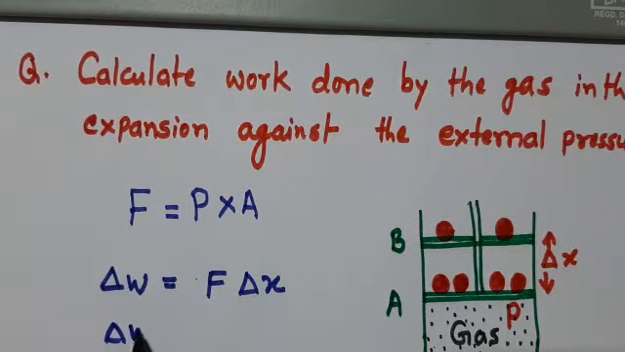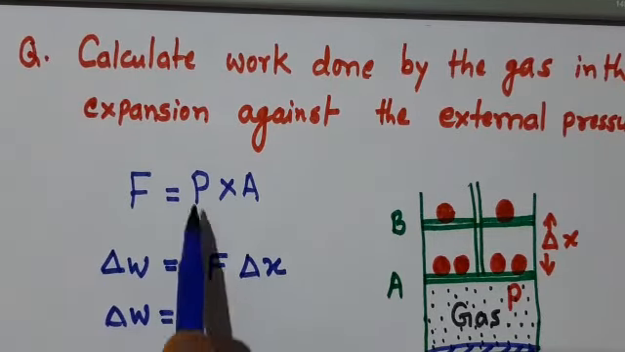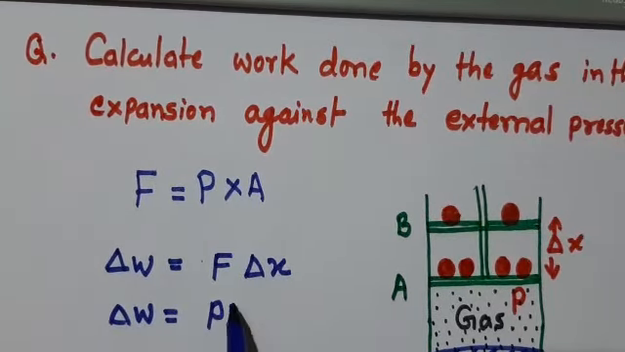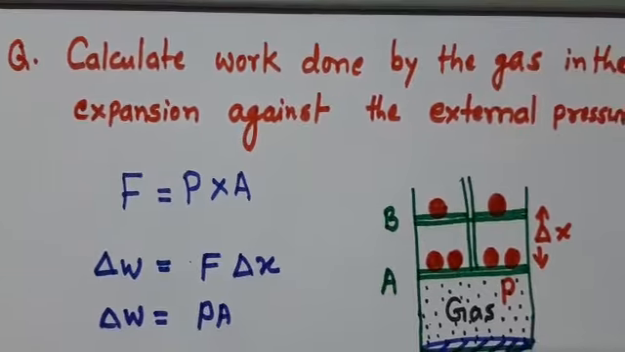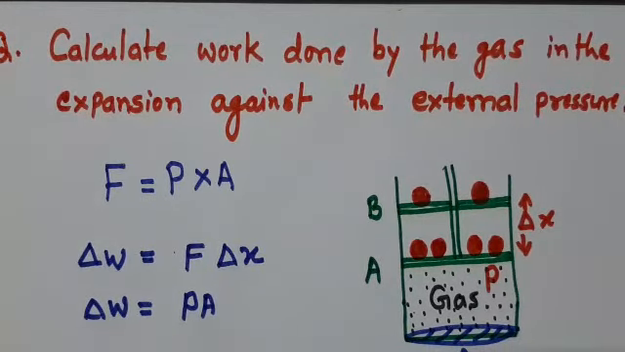Delta W equal to force, which is pressure into area. Force is pressure into area into delta x. And A into delta x, that is P into delta V, volume. Area into displacement, then this volume, delta V.